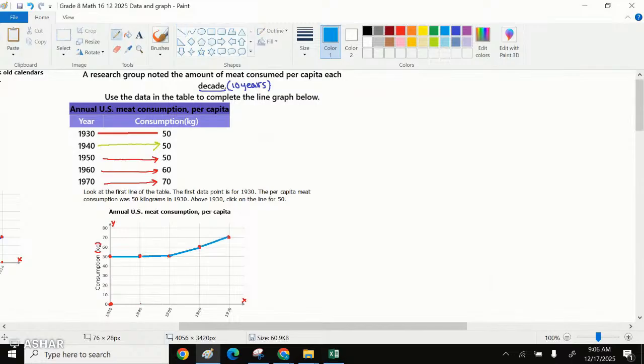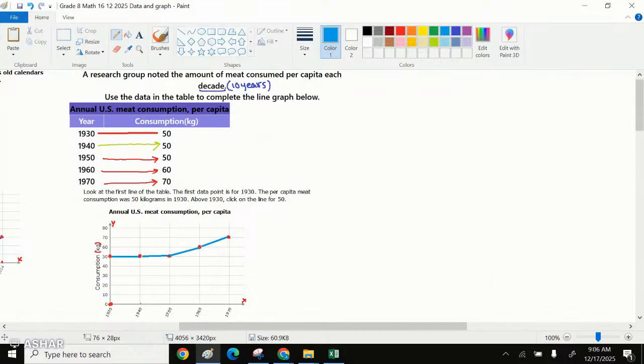So from this graph, what we can study is that the consumption from 1930 to 1950 was constant. It was 50 kilograms of meat consumed per capita, right? But after 1950, more people started eating meat and the demand increases, right? So there's an increase in the quantity of consumption.